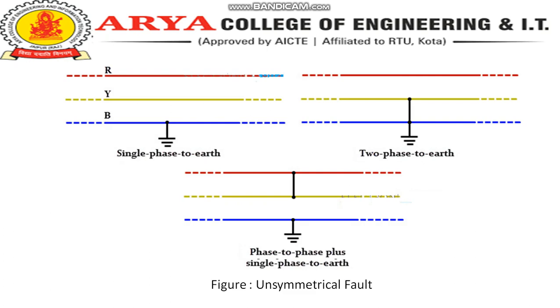This is the diagram for the unsymmetrical fault, in which single phase to earth, two phase to earth, and phase to phase are shown in the figure.